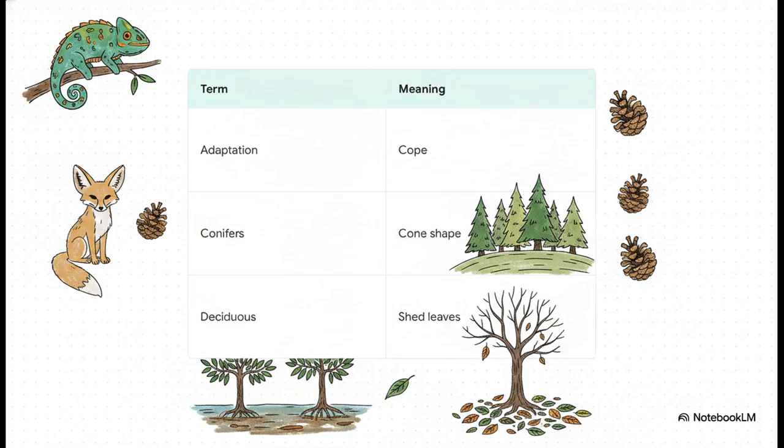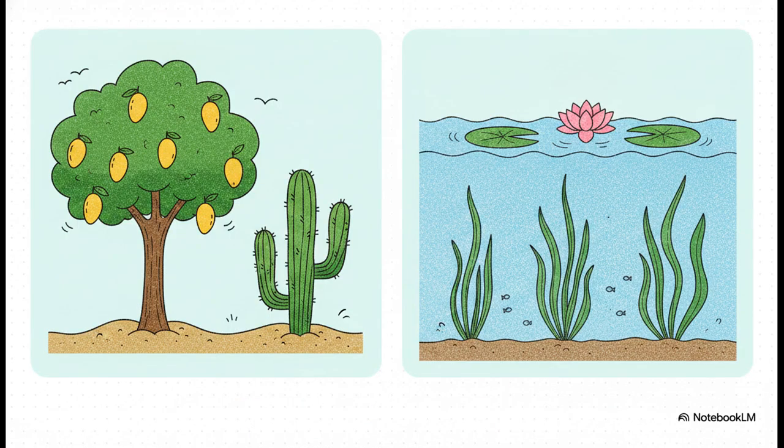Adaptation means changing features to cope with the environment. Conifers are the cone-shaped trees we find in hilly areas. Pneumatophores are the special breathing roots of mangrove trees, and deciduous trees are those that shed their leaves once a year. Please remember these. Now, this is a very common exam question, distinguishing between terrestrial and aquatic plants.